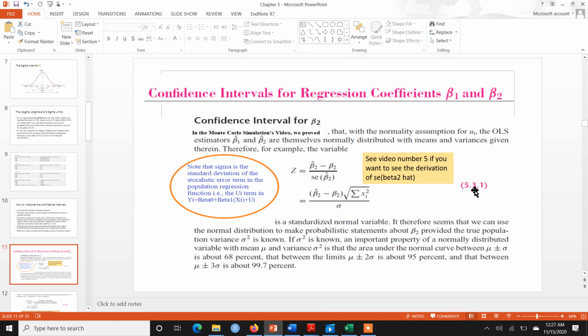Anyhow, let's focus on that: we will make the interval for beta 2, or the slope, and we will learn how to interpret it.